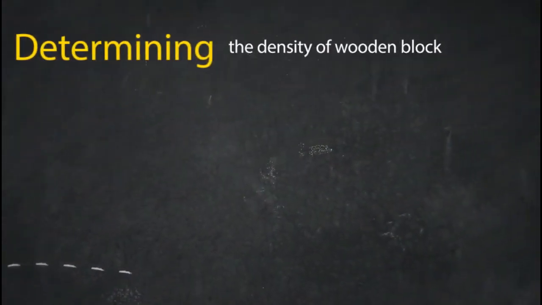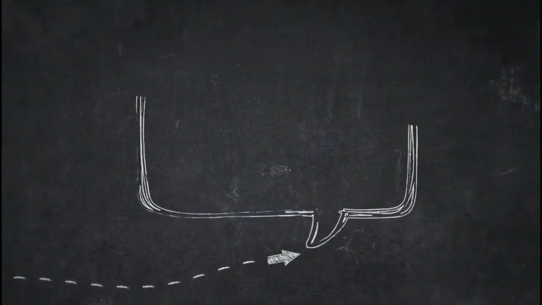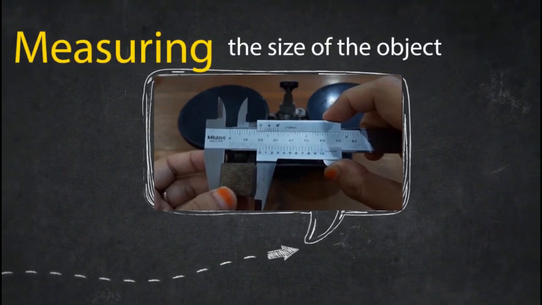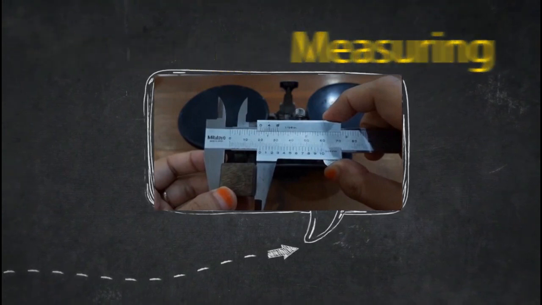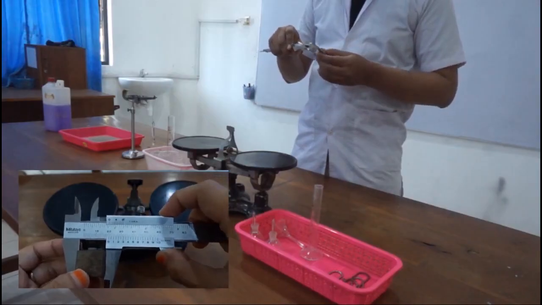First of all, you're going to determine the density of the wooden block, which is in a very precise cube shape. So you need to measure the width, the length, and the height of the object. You can use the vernier caliper in this regard.